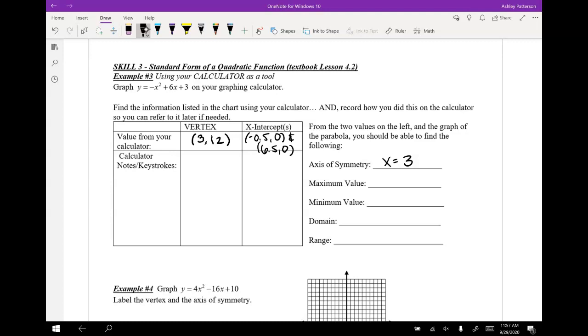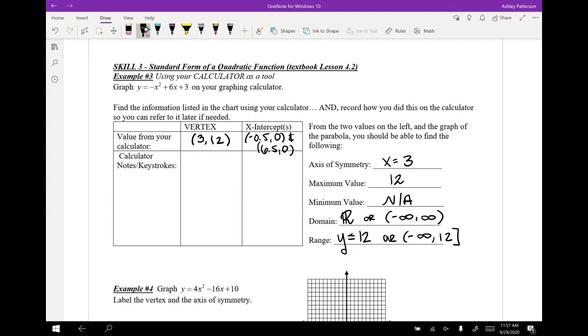We know there is a maximum value because it opened downward. It had a vertical reflection. So maximum value of 12, there is no minimum. Our domain, because it's a parabola, the x values aren't restricted. So it's all real numbers or -infinity to +infinity. And the range, since it is a vertically reflected parabola, is going to start at -infinity and stop at the maximum. So we say y is less than or equal to 12, or it goes from -infinity to 12 inclusive.